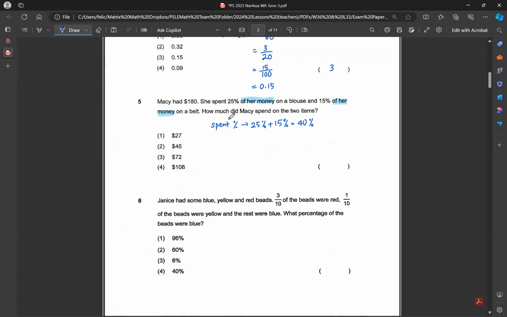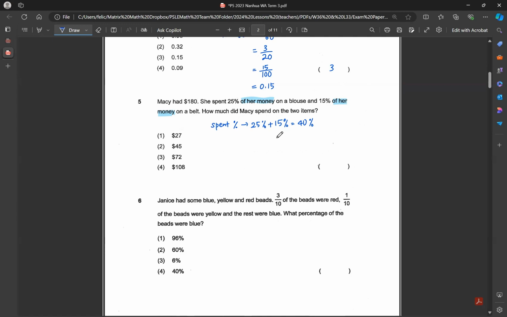Okay. Now, how much did she spend on the two items? So basically, we want to find out what's the value inside this 40%. So there are a few ways from here. You can do the units way. Units way is when you treat $180 as your 100%. All right, this is your 100%, and then you go and find 1%, and then you go and find 40%. That's fine. Okay. Now, but to be honest, that method would usually be useful if you get to use a calculator.